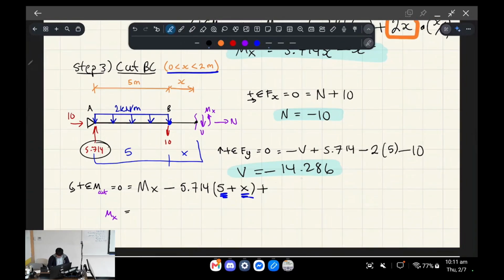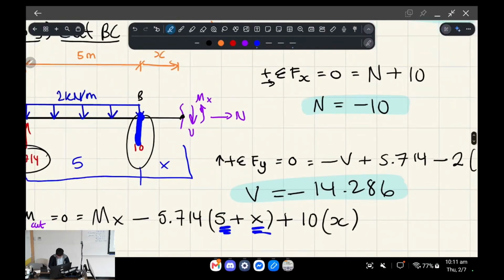And then we're going to add, let's do this force next, right? So the reason we add this is because it goes counterclockwise relative to our cut. So the magnitude is 10. And the distance, or the lever arm rather, is x. So here we're doing this force and this lever arm, which is just x, okay?